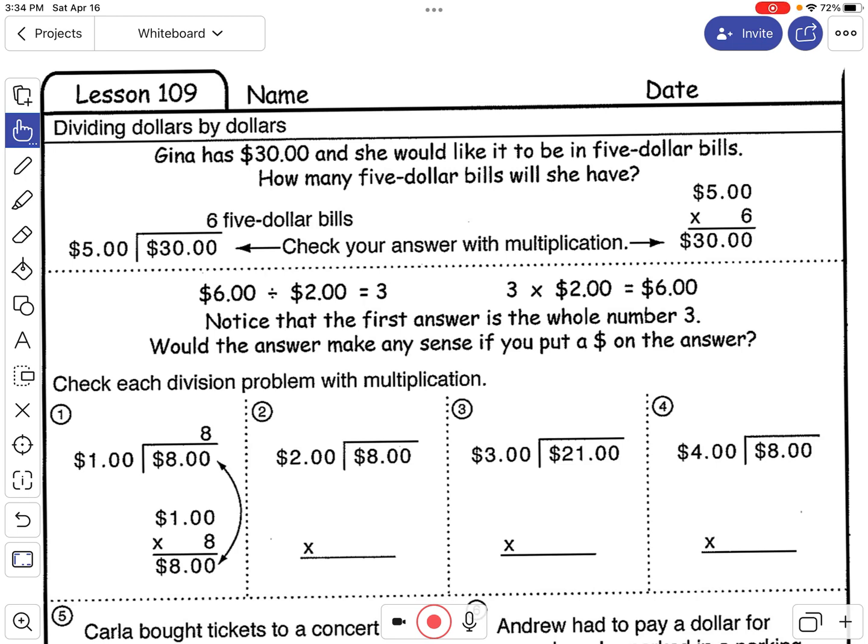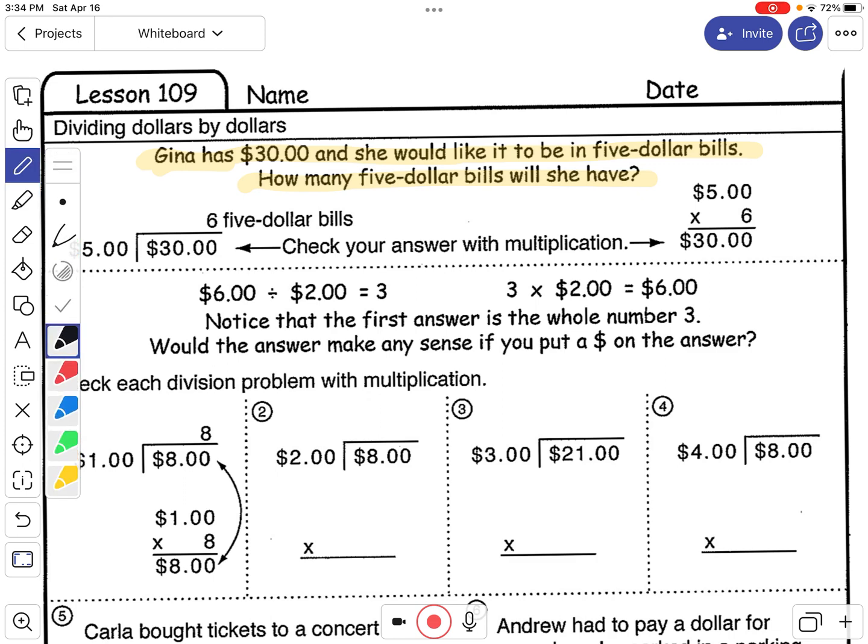Well, hello everyone. This is fourth grade Excel lesson 109. We're going to be dividing dollars by dollars, money by money. Take a look at the beginning up here where it says Gina. Gina has $30 and she would like it to be in $5 bills. How many $5 bills will she have?